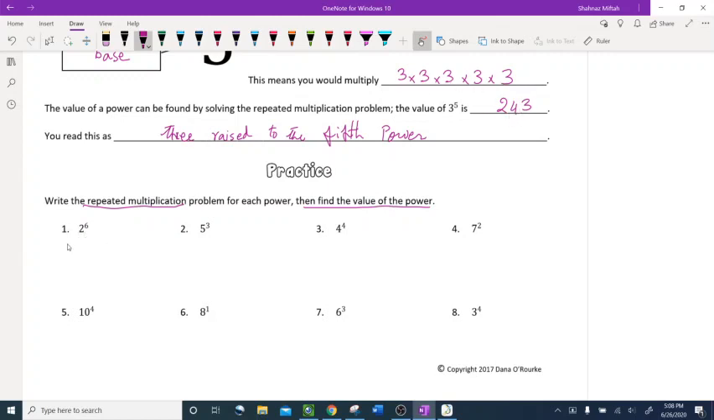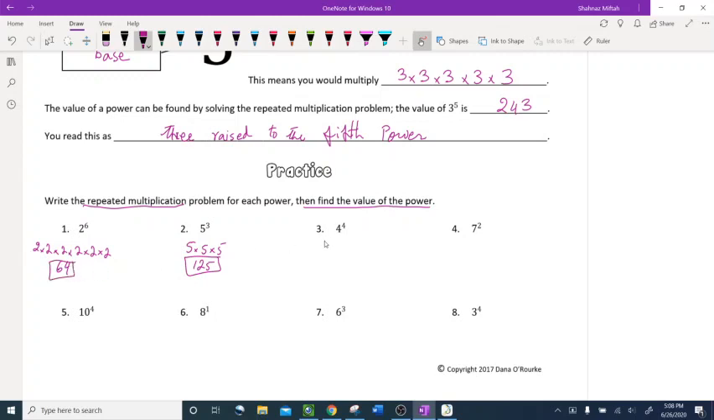So 2 to the power 6. What is that supposed to mean? I'm multiplying 2 six times: 2 times 2 times 2 times 2 times 2 times 2. And what is the answer for this? 64. I'm using a calculator, and that's how you're supposed to do it. 5 is multiplied 3 times: 5 times 5 times 5. It's going to give me 125.